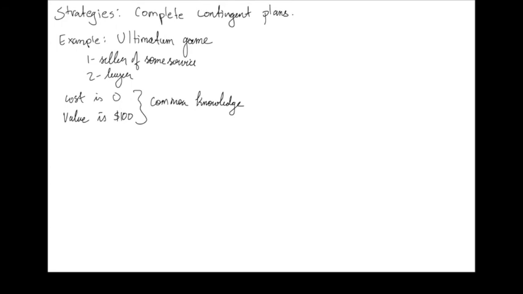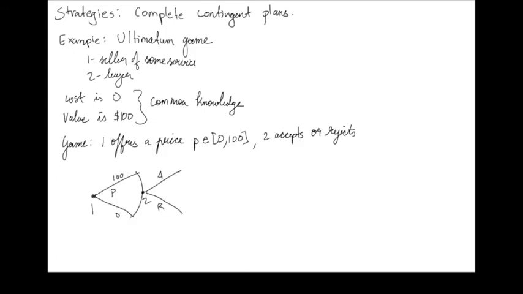If player 2 rejects it, then there's no transaction. Everybody gets a payoff of 0. If player 2 accepts it, then player 2 pays the price P that was set by the seller, and he gets to keep the surplus, the value to him, which is 100, minus the price that he pays, P. So let's write down that game.